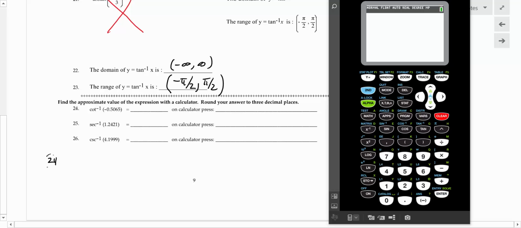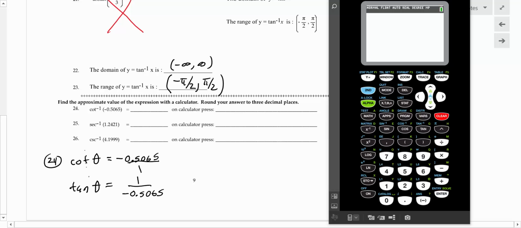So on this number 24, what I want you to do first of all is rewrite this as cotangent theta equals negative 0.5065. Please write that on your paper. That's important. If you do that, then the likelihood of you getting this right on your calculator is high. Now, you don't have a cotangent, but you have a tangent, right? So tell me how you change a cotangent into a tangent. What did we learn? You do the reciprocal, right? All they are is reciprocals. You don't have to use 1 over tangent. You can just do the reciprocal of that.